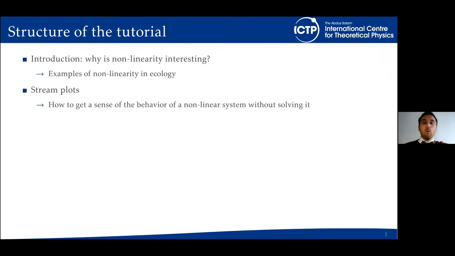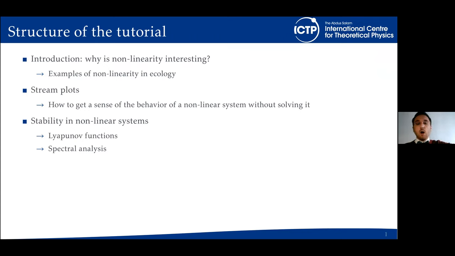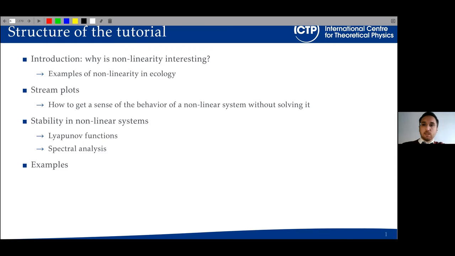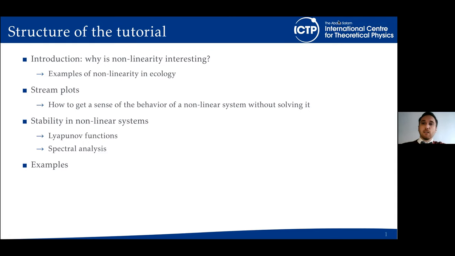Then I will show you how, for example, by using stream plots, we can understand the general behavior of the solutions of a nonlinear system without actually solving the equations analytically. Then we will be talking about stability in nonlinear systems. In particular, I will show you the two main tools that can be used to study the stability of equilibria in nonlinear differential equations. Of course, throughout all these topics, I will show you plenty of examples. We will also do a couple of very simple exercises, so we will get our hands on the topic and can better understand what we're doing.